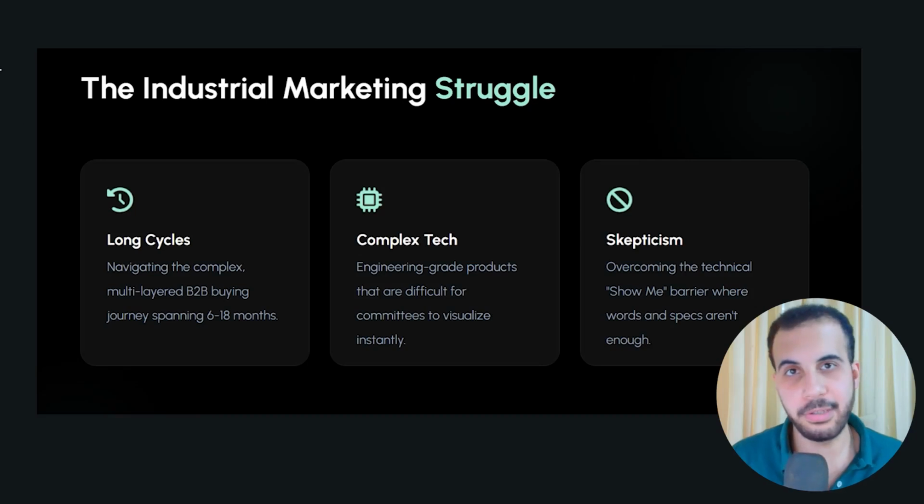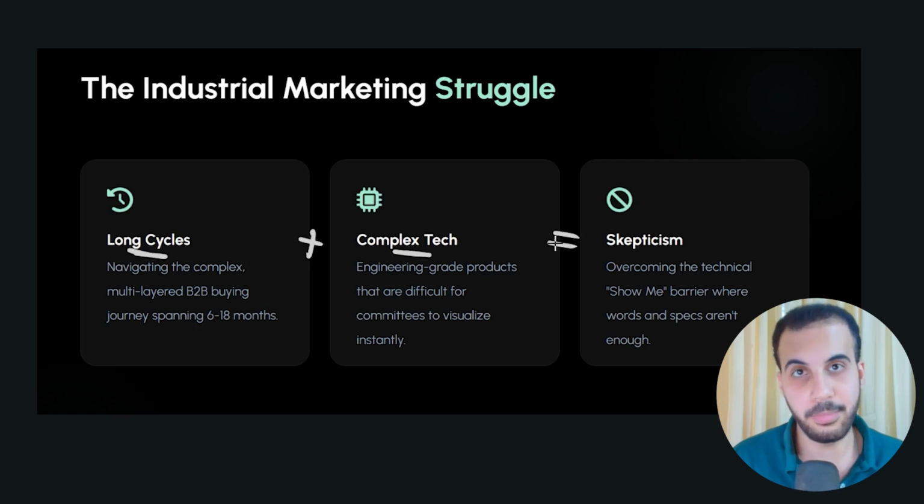If you are a marketing leader in the manufacturing or the industrial space, you know the struggle all too well. You are dealing with long sales cycles and your technical product or software is highly complex. And when your sales team goes into a buying committee meeting, they are met with skepticism because the engineers on the other side can't visualize how your product can solve their problem.